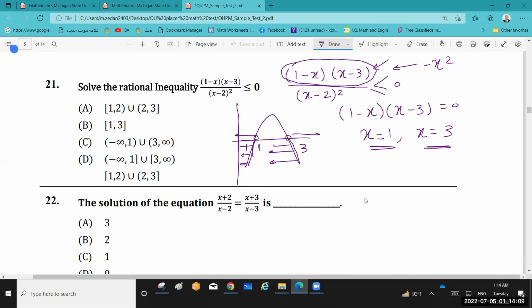From negative infinity until 1, closed because you have equal to 0 here, no problem. Negative infinity to 1, and union 3 and infinity. So the answer is D.